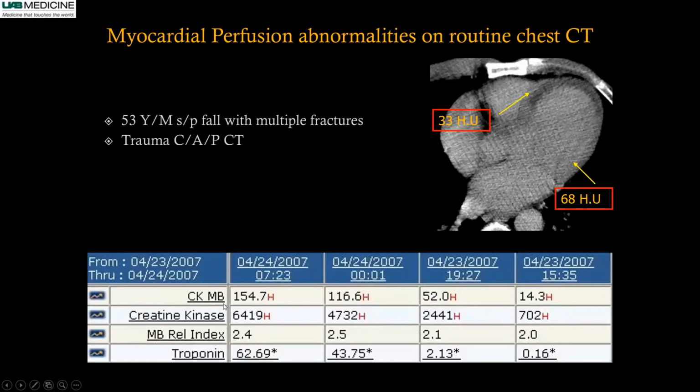And we found out that his troponin level was much higher. I mean, this was baseline. And as you look at a serial troponin level, it went through the roof.